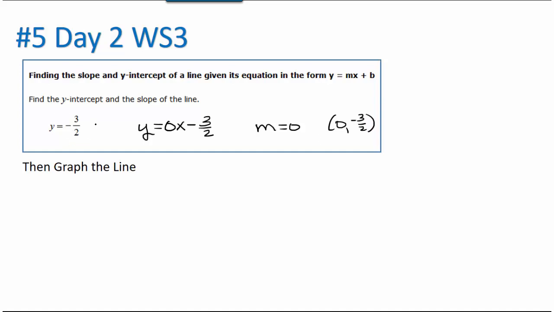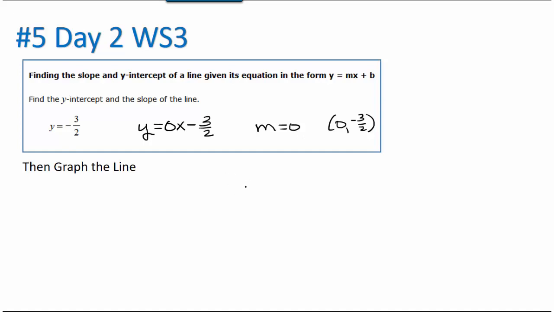A common error on this problem is to see the fraction. Mentally, we associate fractions with rise over run, so people want to say that the slope of this line is negative 3/2, but actually the slope is 0. Another way that you could find the slope and y-intercept is to actually do the graph first.